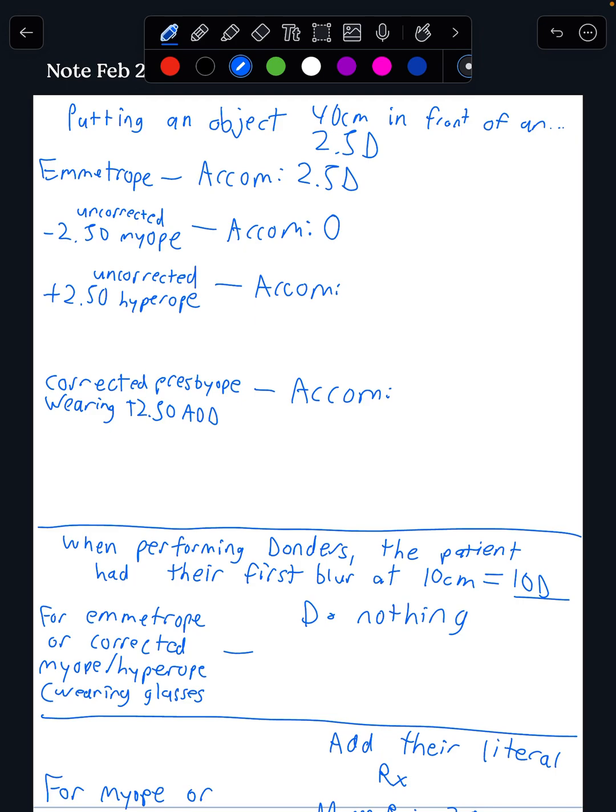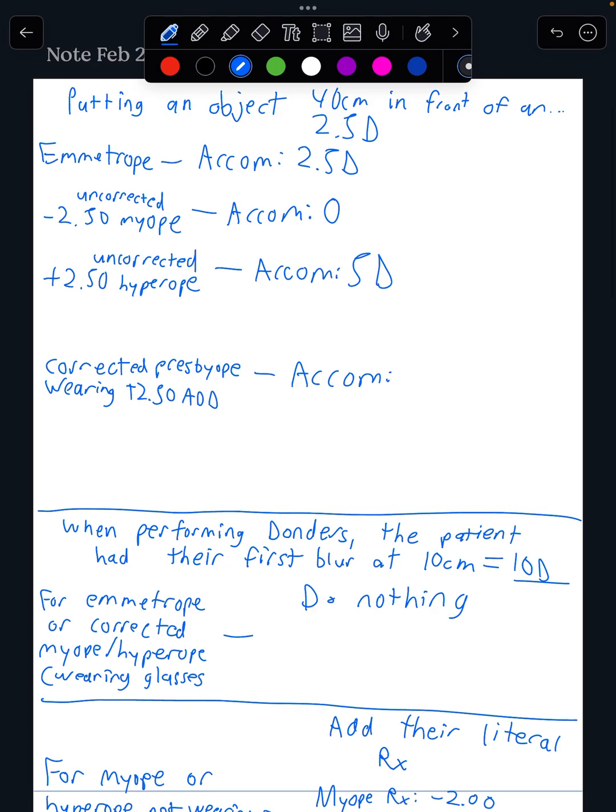A hyperope has an eye that's weaker than an emmetrope, in which case, if we put something 40 centimeters in front of them, they'd have to accommodate an additional amount to see that. So in this case, we have a plus 250 hyperope who needs to accommodate through their refractive error and an additional amount to see the object. So this person would have to accommodate 5 diopters.